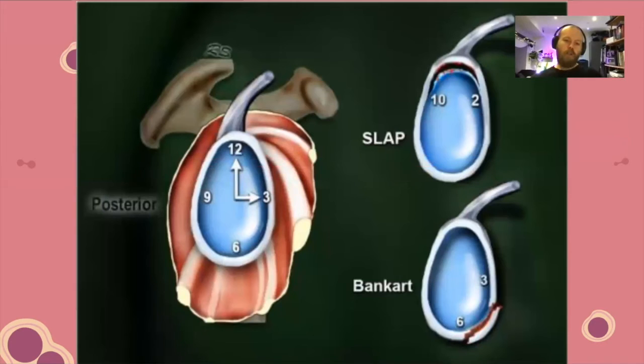So here on the left-hand side, we have this lateral view looking head on to the glenoid fossa with the clock face on it, helpfully. And then top right, we have a SLAP tear from 10 o'clock to 2 o'clock. So again, superior labrum, anterior, posterior, makes sense. And then the Bankart tears tend to be about 3 to 6 o'clock.